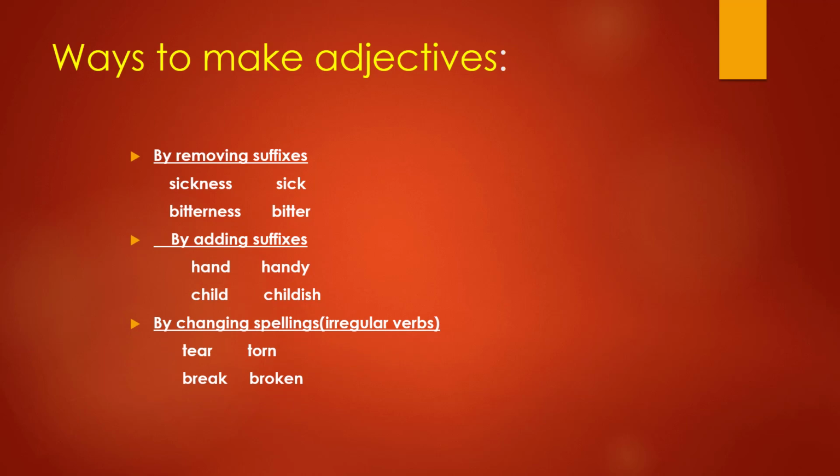The third way to make adjective is by changing spelling or using third form of verb or past participle. For example, tear is not an adjective but torn is an adjective. For example, if I say I saw a torn piece of cloth, here torn acts as an adjective. So past participle always acts as an adjective.